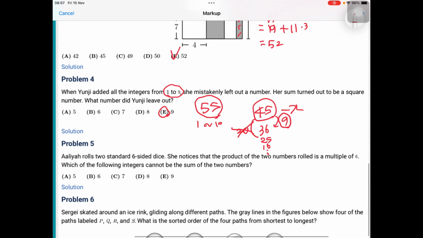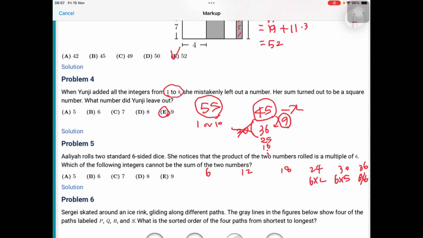Alia rolls 2 standard 6-sided dice. The product of the 2 numbers rolled is a multiple of 6. Okay. So multiples of 6 with 2 6-sided dice. We can make 6 or 12 or 18, 24, 30, 36. 36 is 6 by 6. Let's say it like this. And 30 is 5 by 6.